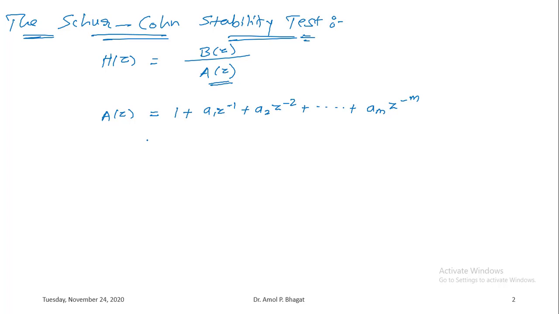So these computational procedures which are used to identify whether the roots of this polynomial lie outside the unit circle are called the stability criteria. Okay, so this Schur-Cohn stability test is one of the stability criteria to check the stability of a given system, right? So these are also called the stability criteria for identifying the stability of a given system, right?